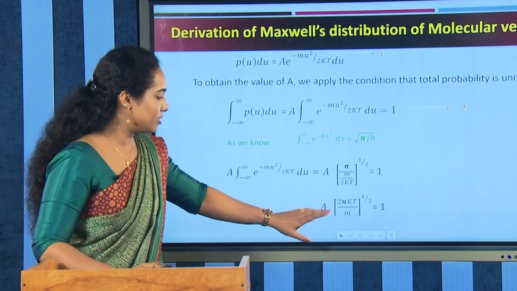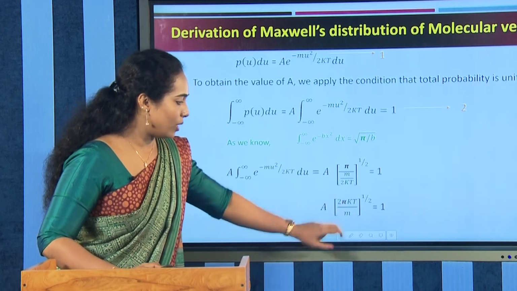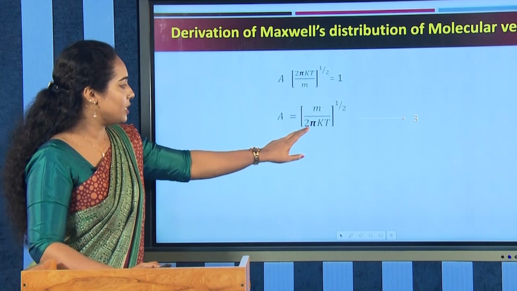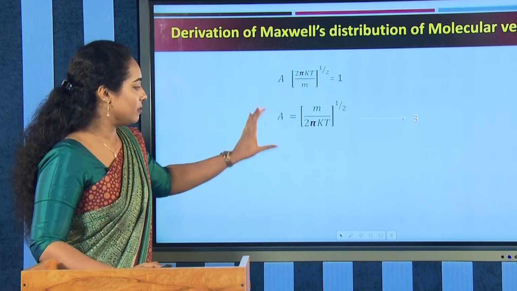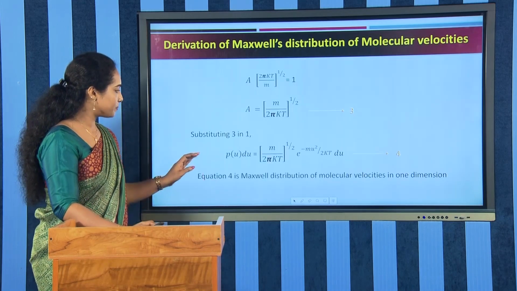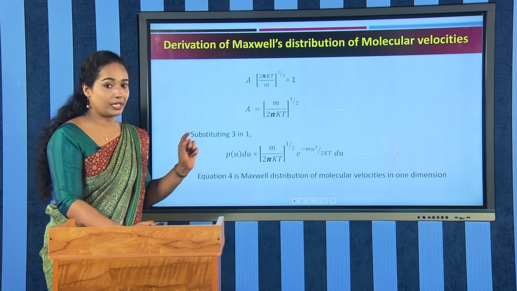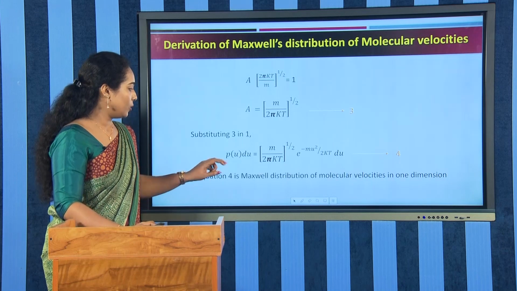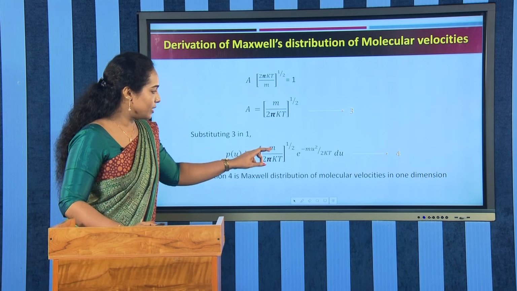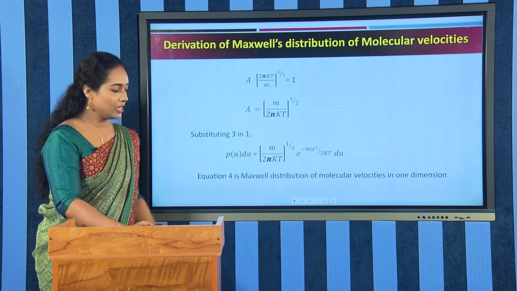Okay, we just rearrange, and we get A into 2 pi kT by m raised to the power 1 by 2 equal to 1, that is, A equals m divided by 2 pi kT raised to 1 by 2. Now we substitute this value into our previous equation, so that we get the Maxwell distribution of molecular velocity for the gas molecule in one dimension. That is, P(u) du is equal to m divided by 2 pi kT raised to 1 by 2 times e raised to minus mu square divided by 2kT du.